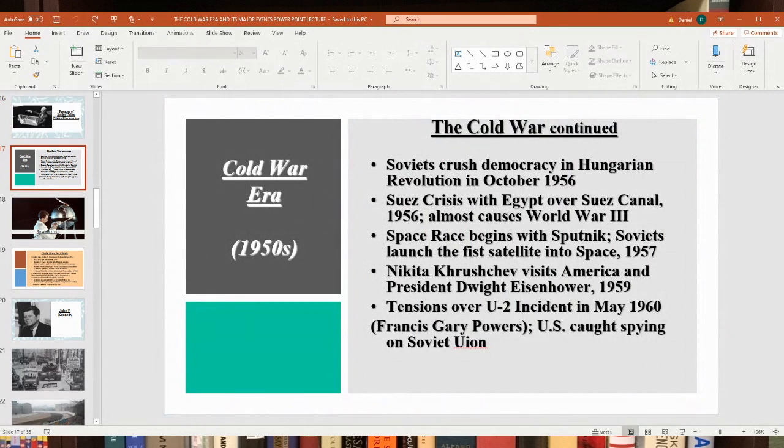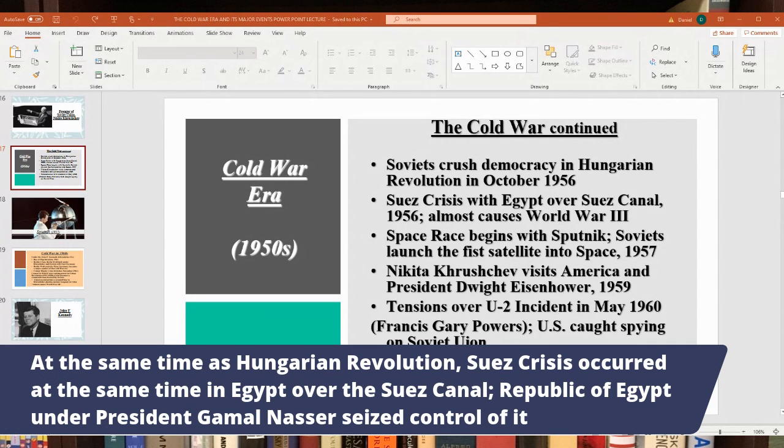So all these different events start happening, like the Hungarian Revolution. They also had another incident at the same time in 1956, which was the Suez Crisis. That happened next, which almost caused World War III. What happened was that in Egypt, the Egyptians decided to nationalize and seize control of the Suez Canal, which had been built, I think, by the French and other European powers. They had controlled it, and this really angered the West.